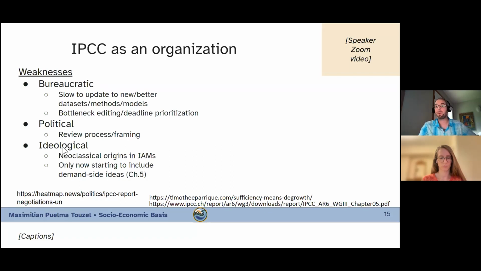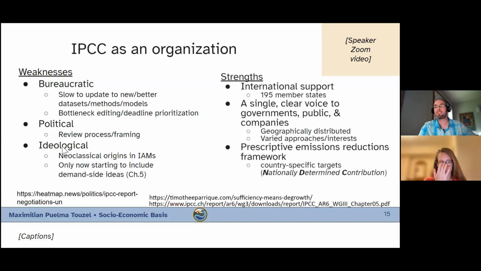However, I think it's also really important, as much as the IPCC has some flaws, to acknowledge the strengths of it as this singular institution, because it can play an important role in directing a legitimate response to climate change. So the first is that it's a truly international effort, and so it can speak with somewhat global authority. It does this as the single loudest voice that governments, the public, and even companies listen to. So the way it defines terms can then incentivize certain policies over others, and that's a huge power.